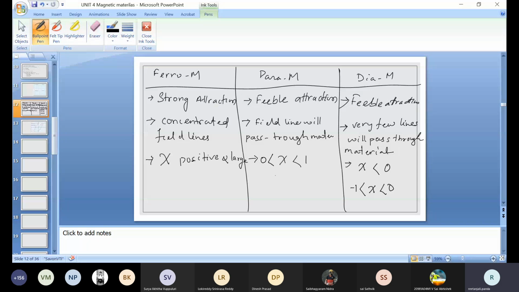Then what about relative permeability? The relative permeability of a ferromagnetic material is very large, whereas the relative permeability of a paramagnetic material is more than 1. But here, for diamagnetic material, the relative permeability is less than 1. Okay, so this is another difference between paramagnetic, ferromagnetic and diamagnetic material.